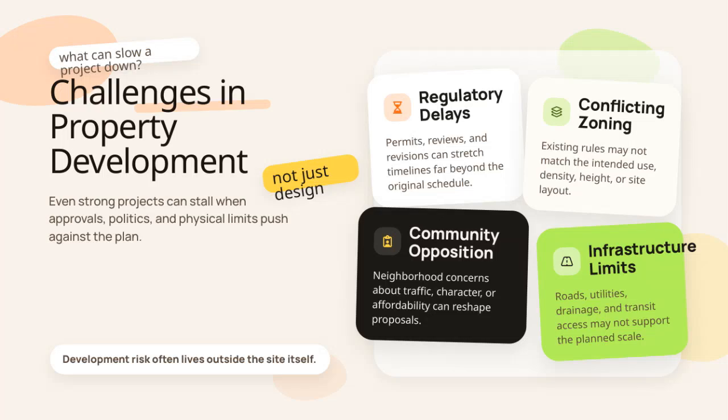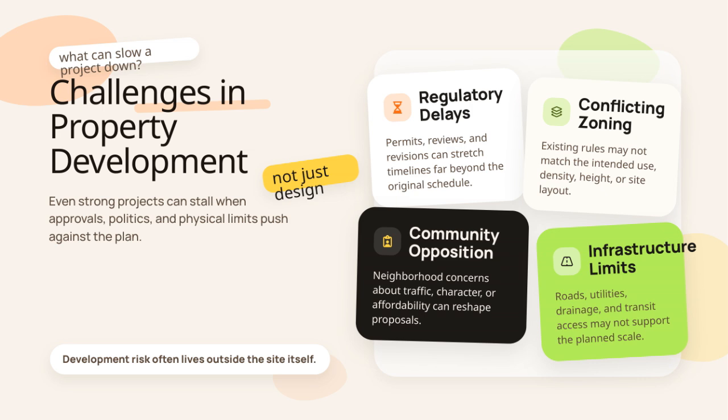Even the strongest projects can face significant hurdles that slow them down or even bring them to a halt. These challenges often come from factors beyond design, and it's important to recognize what can create delays. Regulatory delays are a major issue. Permits, reviews, and necessary revisions can stretch timelines far beyond what was originally planned. Then there's conflicting zoning, where existing rules might not align with the intended use, density, height, or layout of the site. Community opposition also plays a critical role.